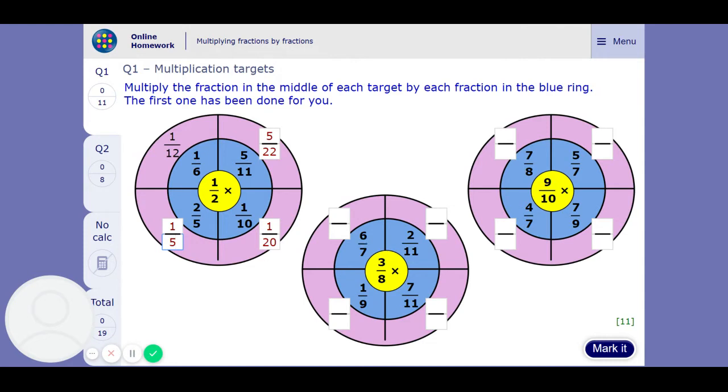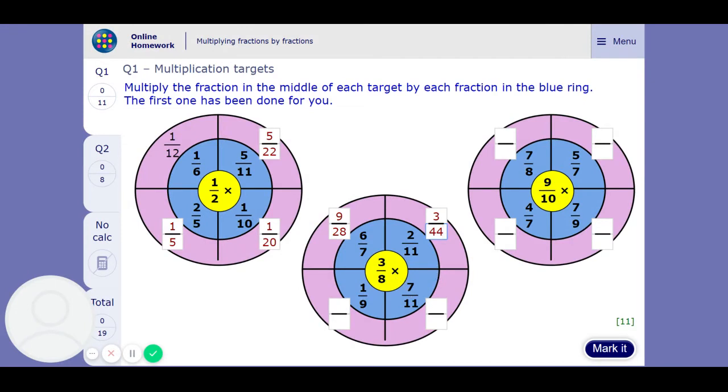So 3 times 6 makes 18, and 8 times 7 makes 56. They're both even numbers, so let's simplify by halving them. So let's have 9 and 28, and there's nothing more that goes into them, so it's as simple as it gets. 3 times 2 makes 6, and 8 times 11 makes 88. Again, they're both even numbers. Whenever they're even numbers, you can halve them, or sometimes there's different factors that go into it. But in this case, halve them. 3 over 44. That's as simple as it gets.